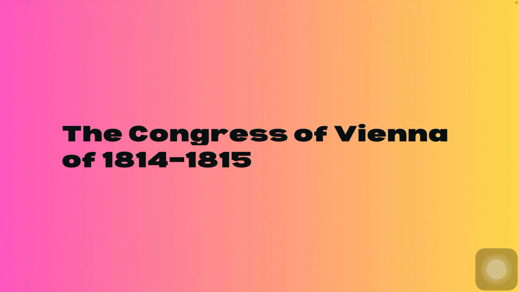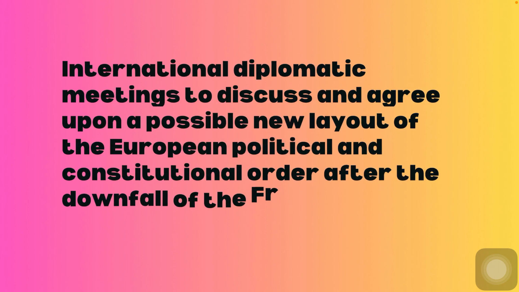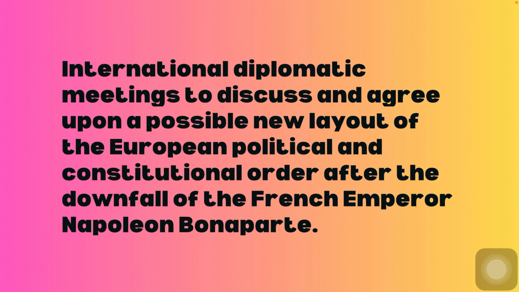The Congress of Vienna of 1814 to 1815. International diplomatic meetings to discuss and agree upon a possible new layout of the European political and constitutional order after the downfall of the French Emperor Napoleon Bonaparte.